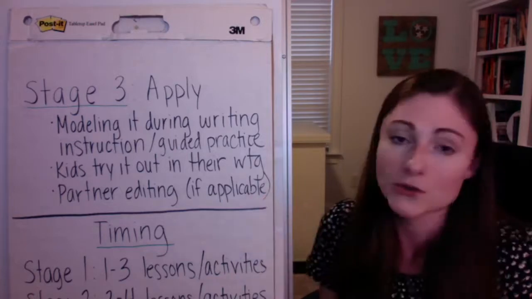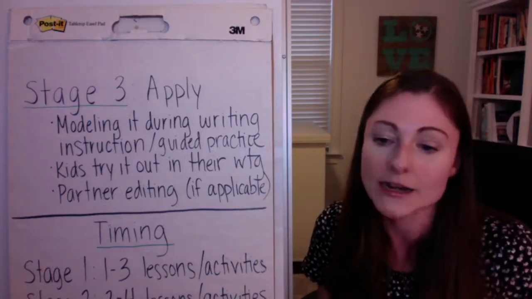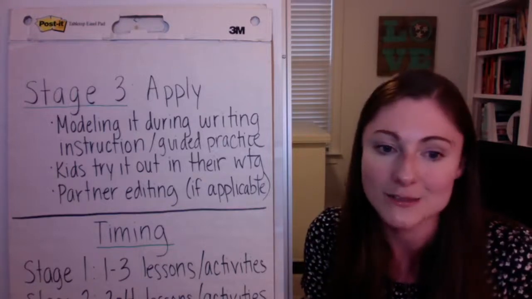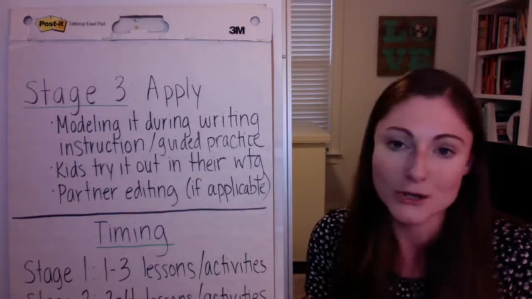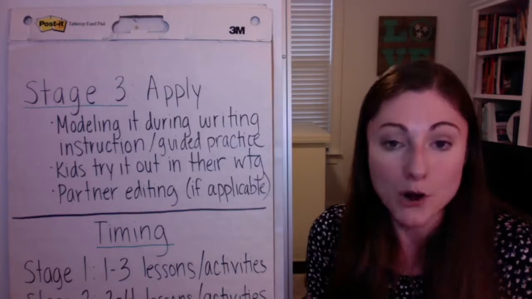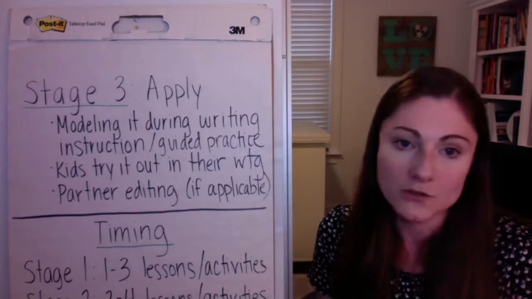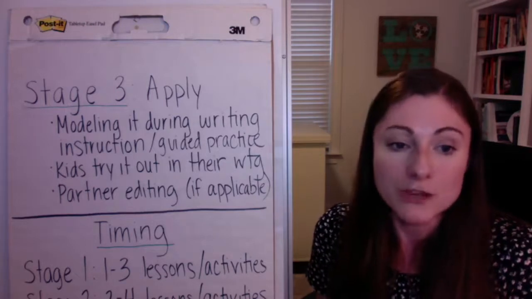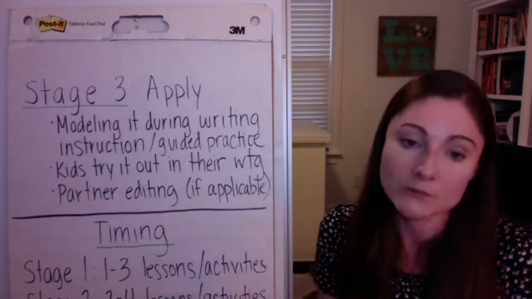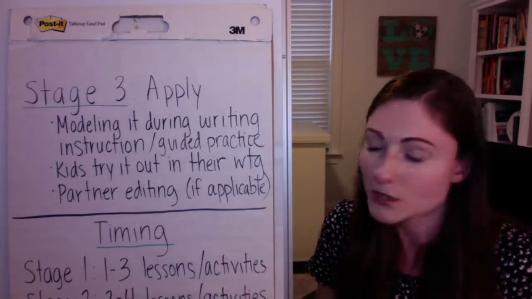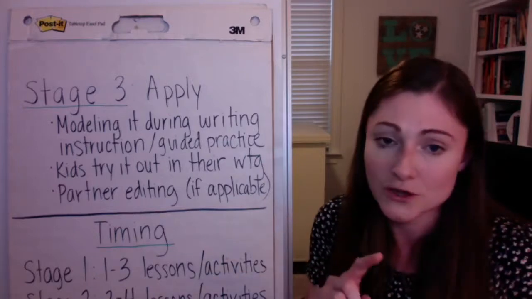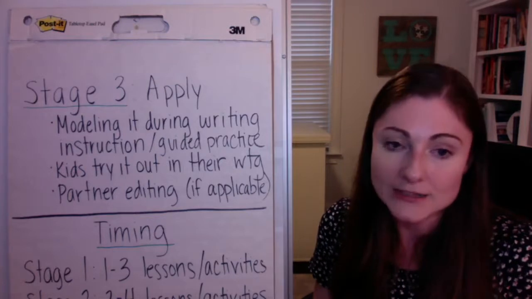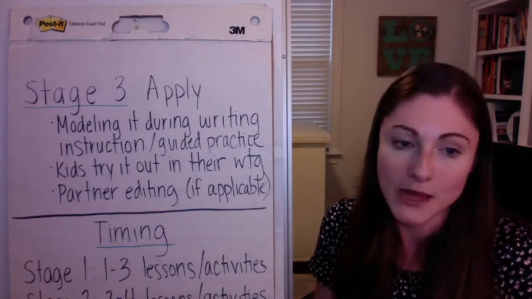If applicable, you might also want to do some partner editing where, let's say you've been working on possessive nouns and the kids have written some things with possessive nouns. They're learning to use the apostrophe. In a partner situation, they're reading each other's writing or they're reading it aloud to each other, and their partner is giving them feedback on the correctness of whatever grammar convention you've been working on. So again, the stages are stage 1, explore, stage 2, practice, and then stage 3, apply.